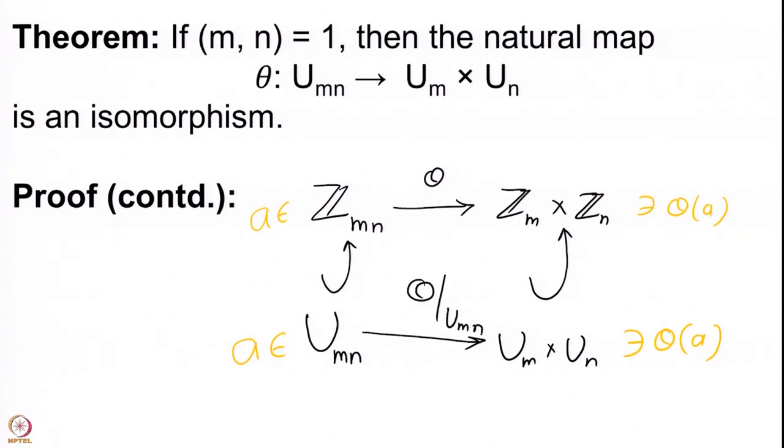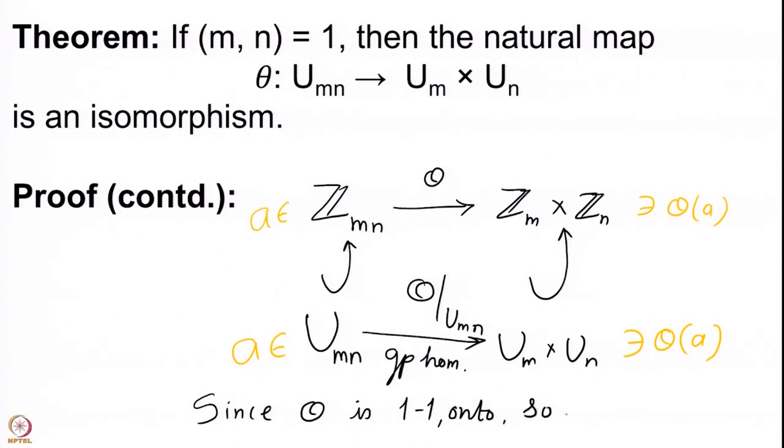So we have a map, a group homomorphism. And we need to just observe now that it is a 1 to 1 onto map, but that is clear because the original theta is 1 to 1 onto. So since theta is 1 to 1 onto, so is theta restricted to U_mn.